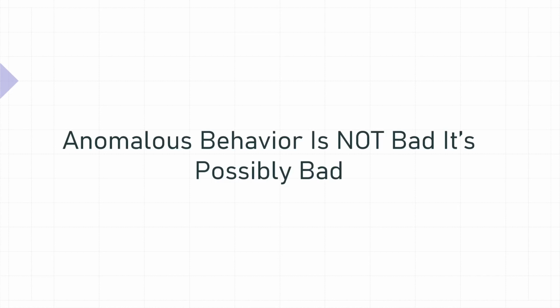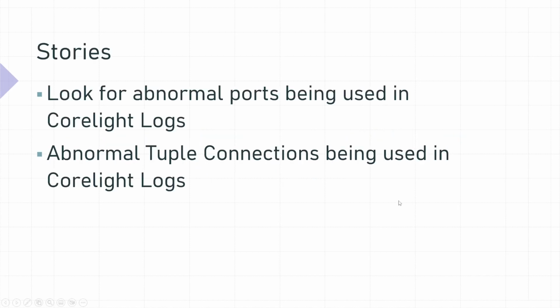Anyway, now let's get to some examples. All right, the very first story is kind of a 2-for-1. We're going to look for abnormal ports being used in Corelight logs. This sounds really, really simple, and it really is.